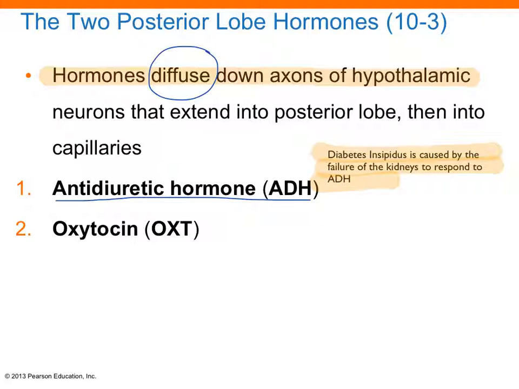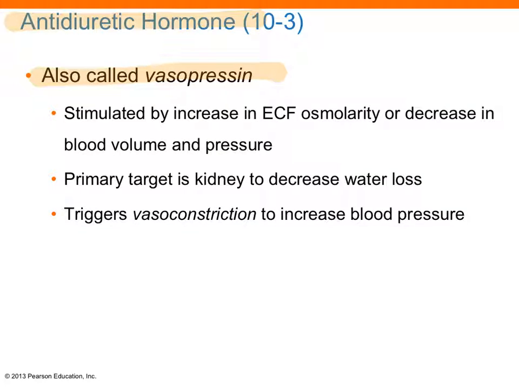Now let's go into the posterior lobe of the pituitary gland. There are 2 hormones there. They include ADH, antidiuretic hormone, and oxytocin. Diabetes insipidus is caused by failure of the kidneys to respond to ADH. ADH has another name called vasopressin. Its primary target cell is the kidney, and it's to decrease water loss, and it triggers vasoconstriction and an increase in blood pressure.